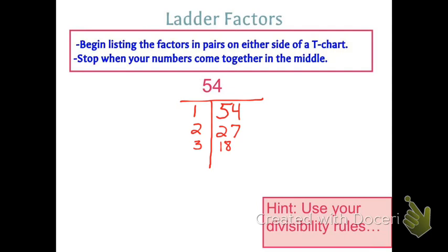Yes. So we write it down. 6 goes into 54 how many times? 9. Okay, we keep going. We keep going until we get to 9. Once we get to 9, we're done.